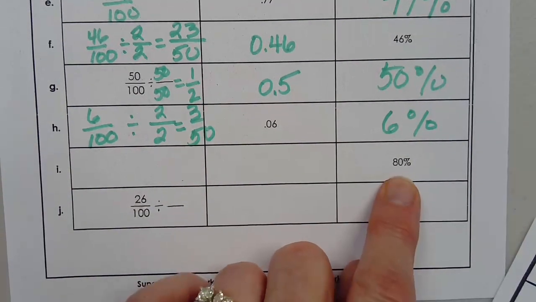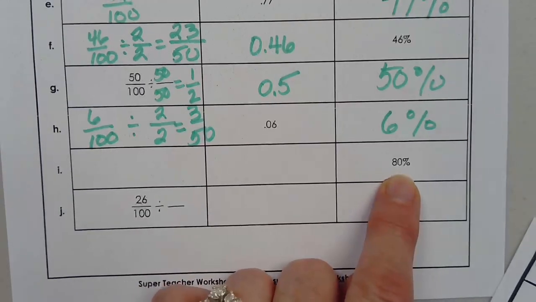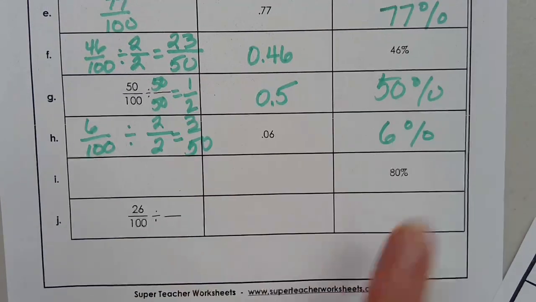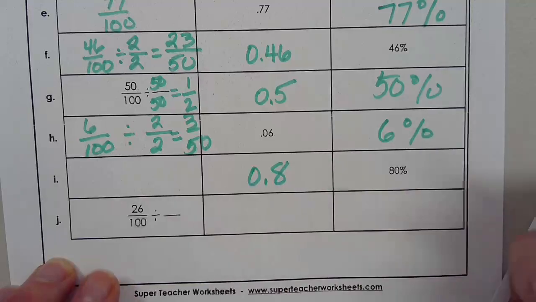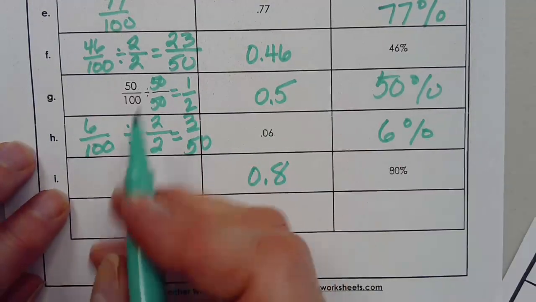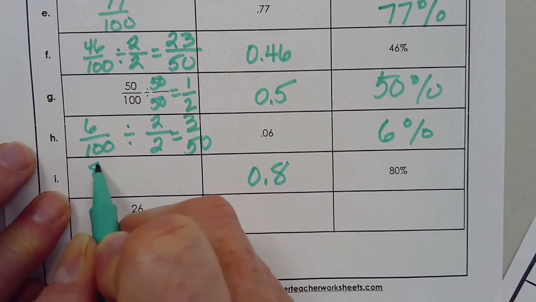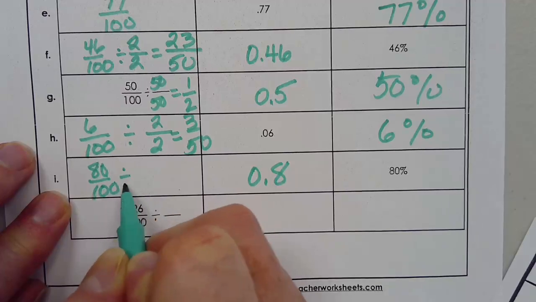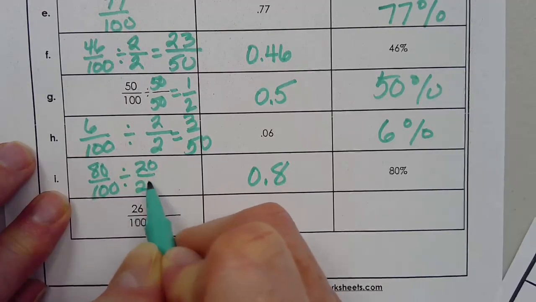Next one, I've got 80%. How am I going to write that as a decimal? Annabeth? 0.80 or even just 8/10. What am I going to write for the fraction? And divide both by? And that's going to equal?